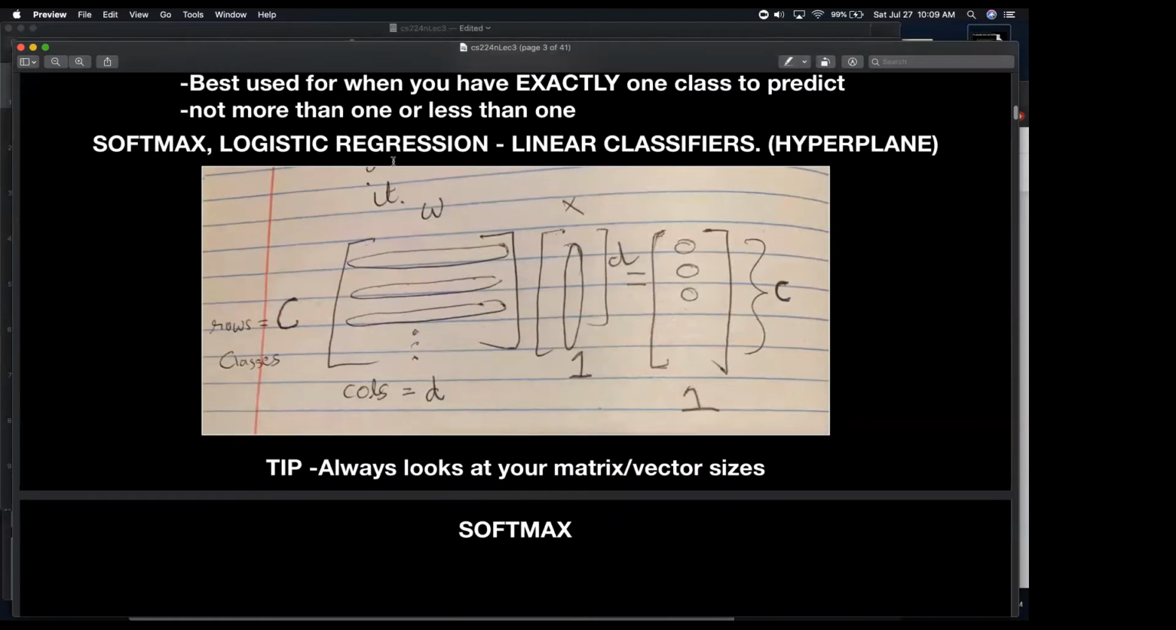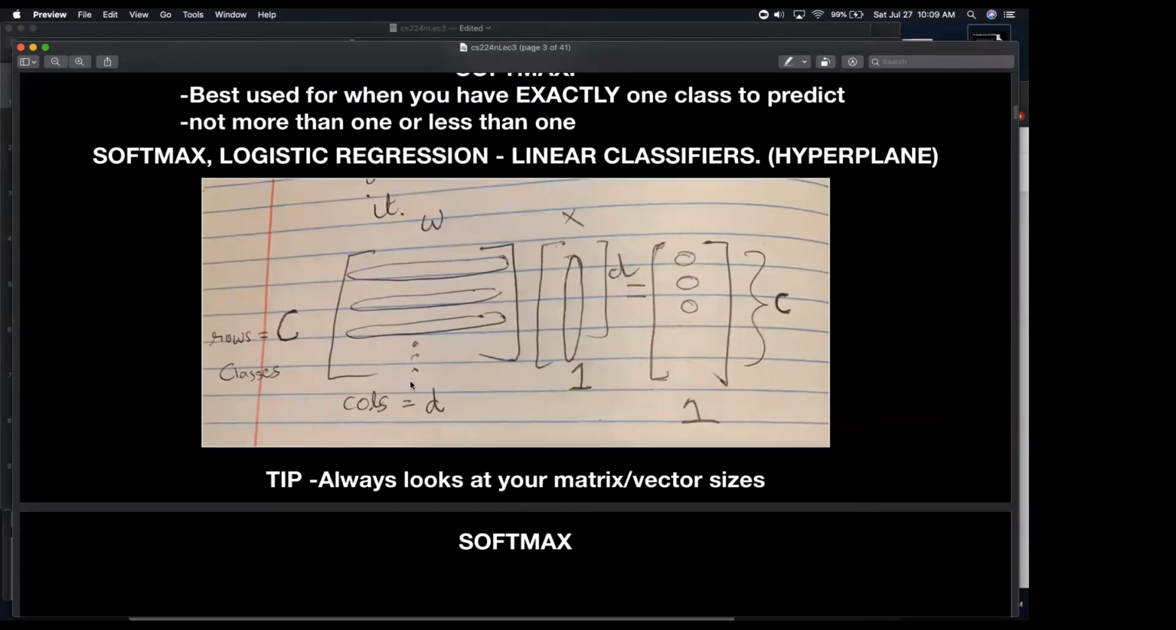And softmax, or logistic regression, these are linear classifiers. If you're talking in multidimensional space, it's trying to draw a hyperplane, or like the figure that we just saw, it's trying to segregate two regions by drawing a line.